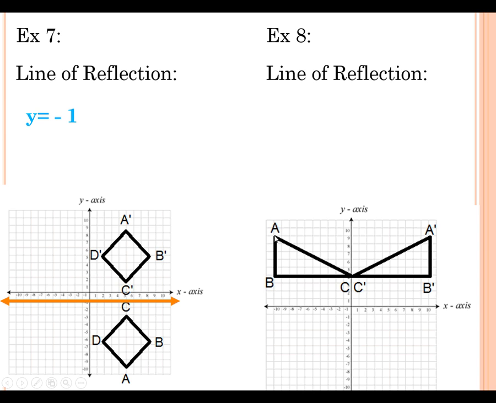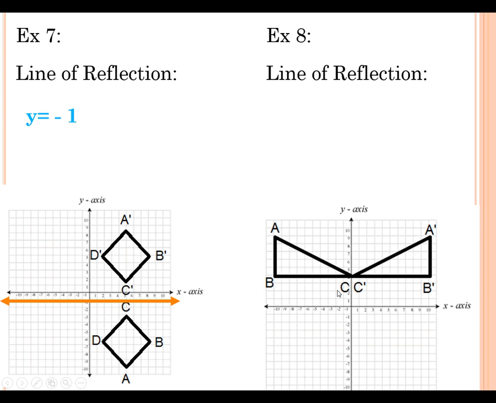So I'm going to start with A. A is 1, 2, 3, 4, 5, 6, 7, 8, 9, 10, 11, 12, 13, 14, 15, 16, 17, 18, 19, 20 spaces to A prime. So halfway would be 10 spaces. So it's 10 spaces from A is 1, 2, 3, 4, 5, 6, 7, 8, 9, 10.